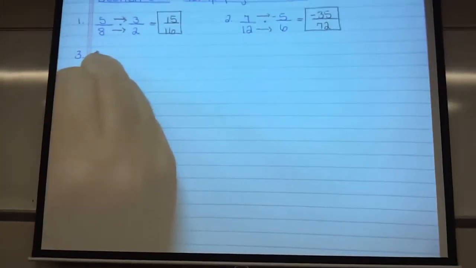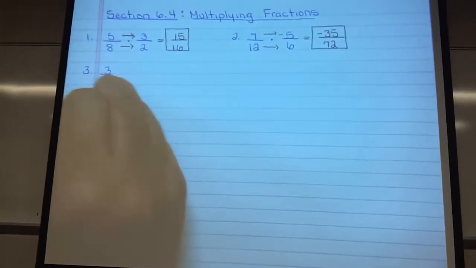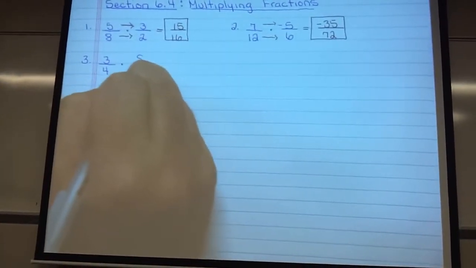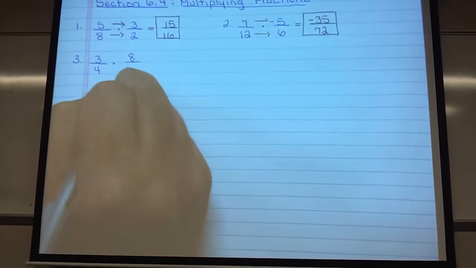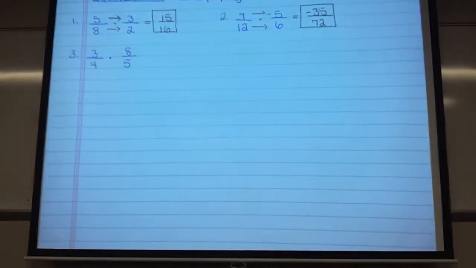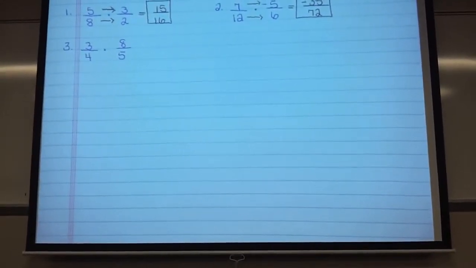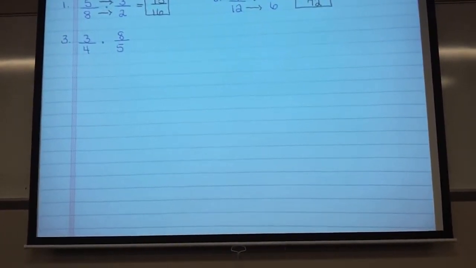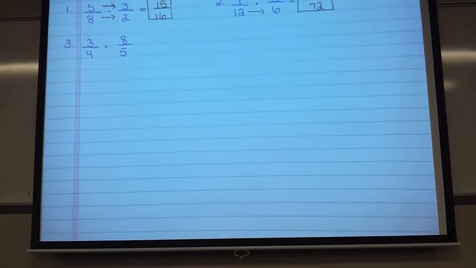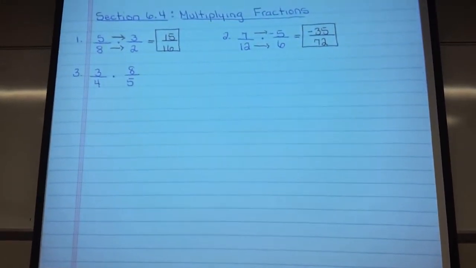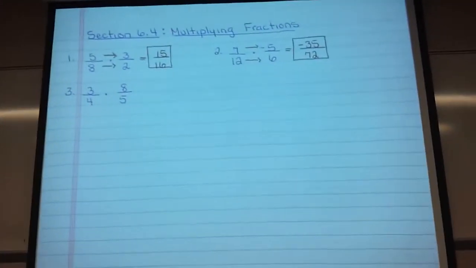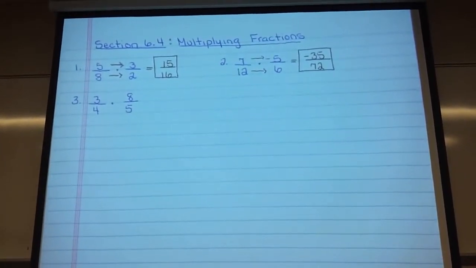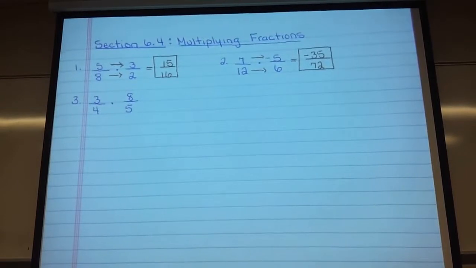Now, if I had something like this, and again, it's just maybe how you learned it when you were younger: 3/4 times 8/5. You can always go straight across every time. That's fine, but you always have to simplify. Does anyone know another way they could do this before going straight across? Your 4 goes into 8. Okay. So it'd be 3/1 and 2/5.